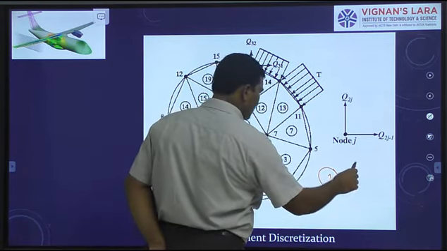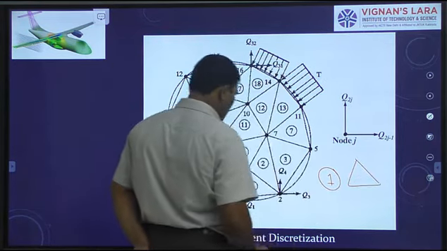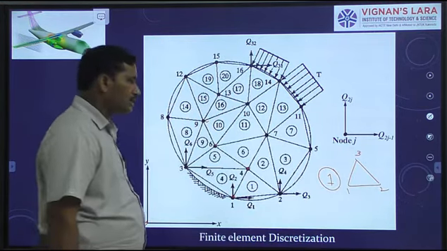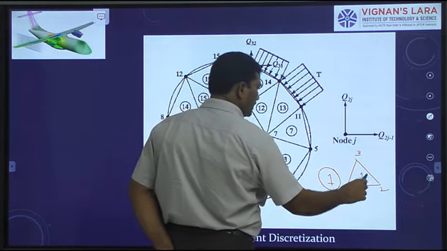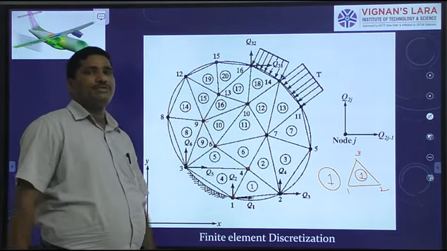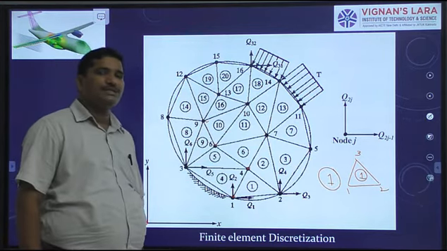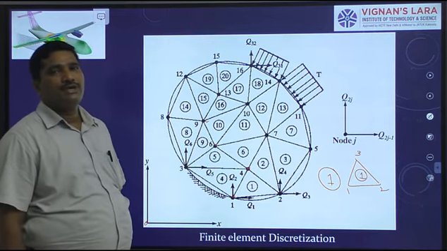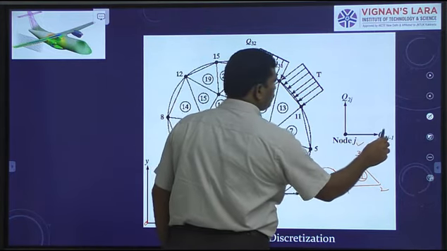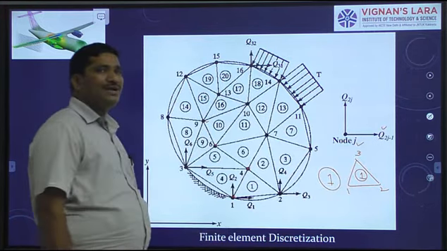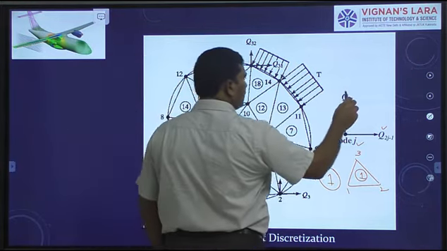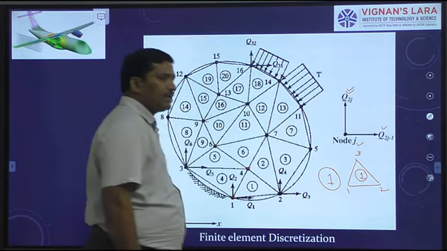I draw here separately the first element, which has 3 nodes: 1, 2 and 3. The element number is encircled. Now, each node has 2 degrees of freedom, because it is a two-dimensional problem. If j denotes the node, Q2j minus 1 is the nodal displacement in the direction of the x-axis, and Q2j is the nodal displacement in the direction of the y-axis.